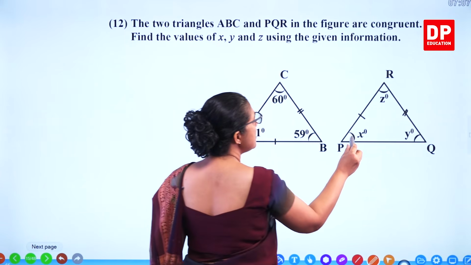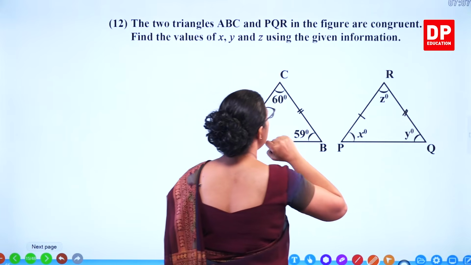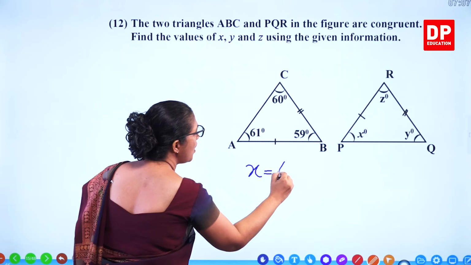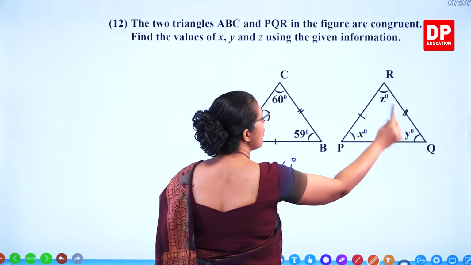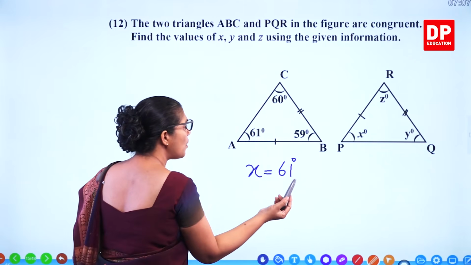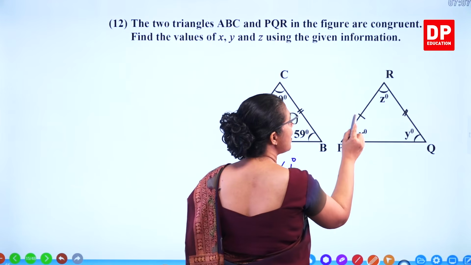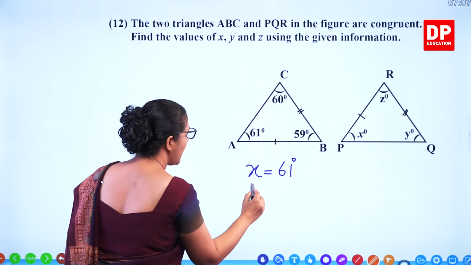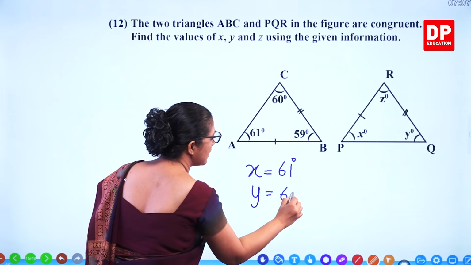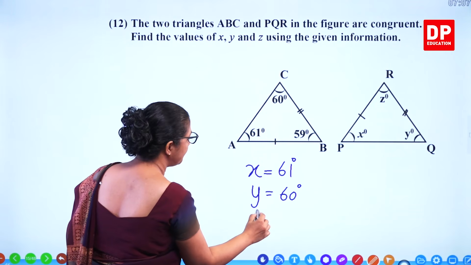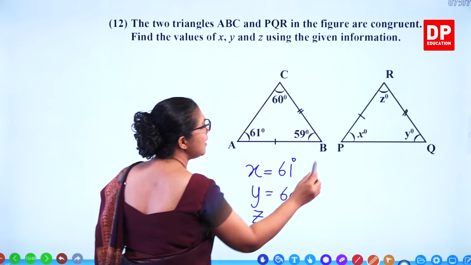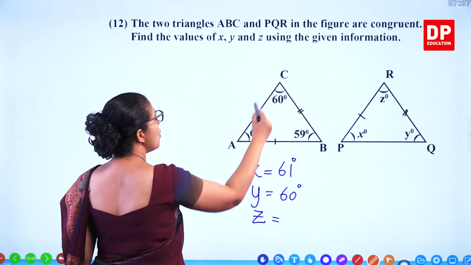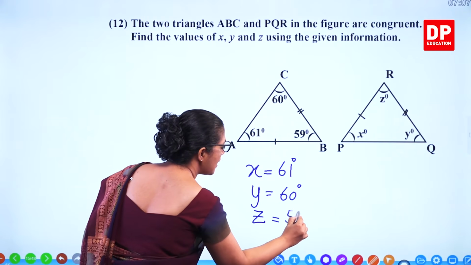So think about x, which is in front of this double line length. So what is x then? X should be 61 because it is in front of the double line. What is y then? Y is in front of this single line. So what's the value in front of the single line? That's 60. And what's the z value? Z value is opposite to this line, that means opposite to the AC line. That's 59.